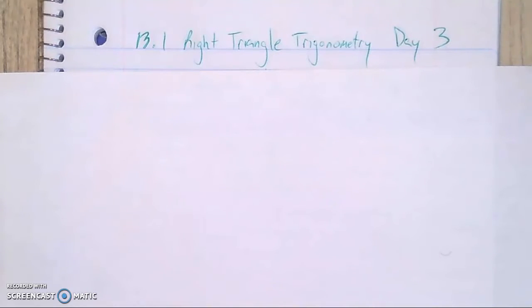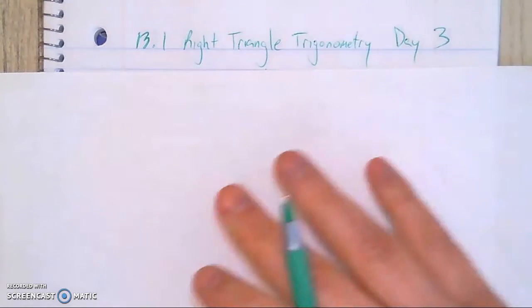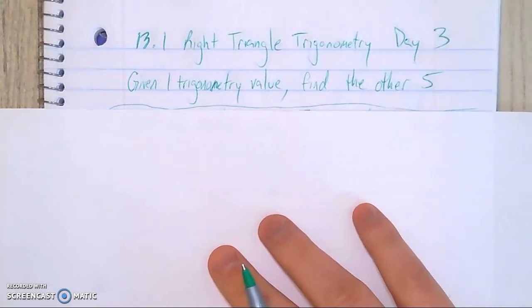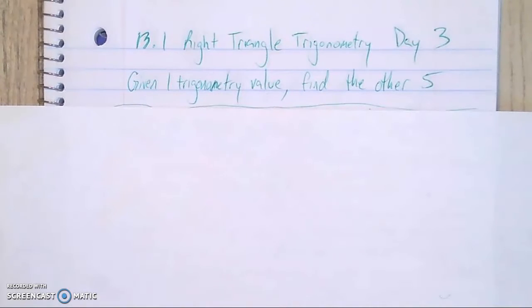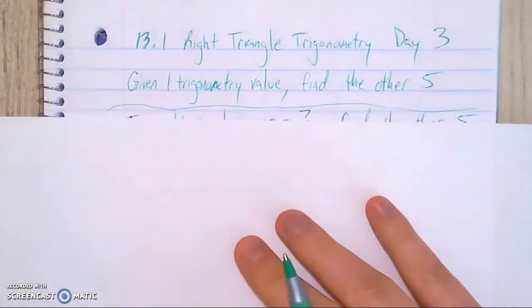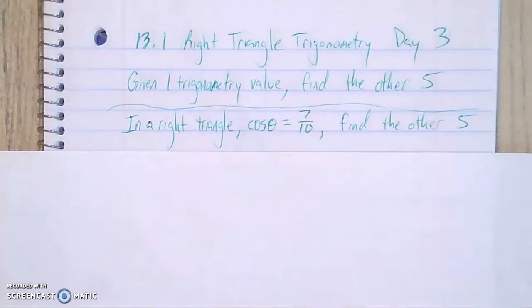Okay, today we're ready for 13.1, right triangle trigonometry, day 3. So what we work on today is, if given one trigonometry value, can you find the other 5? So we tell you the sine is whatever value, and then you go off and find the other 5 of them. So here's the problem we're given.